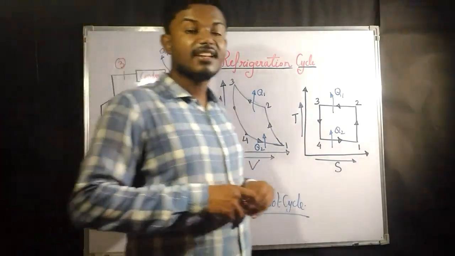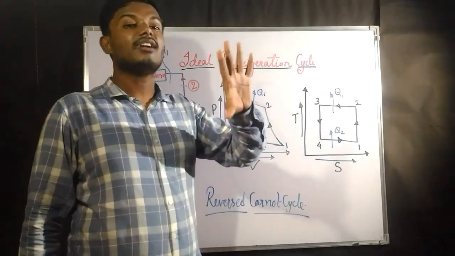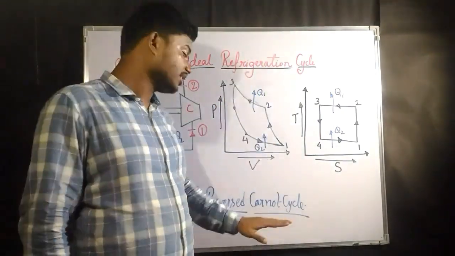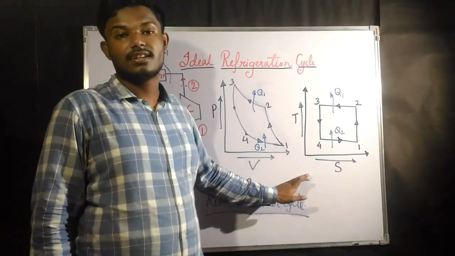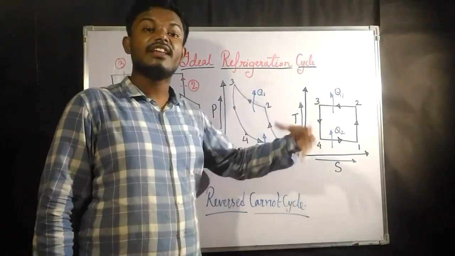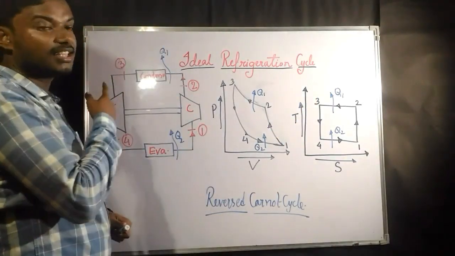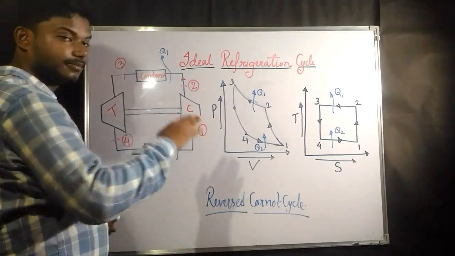Now why is it reversed? The Carnot cycle is generally in clockwise direction. If we reverse that same Carnot cycle, we are going to get the phenomenon of refrigeration. Reverse this cycle means what? Previously it was in clockwise direction, now it is going to be in anti-clockwise direction.